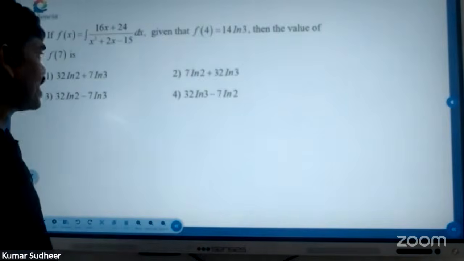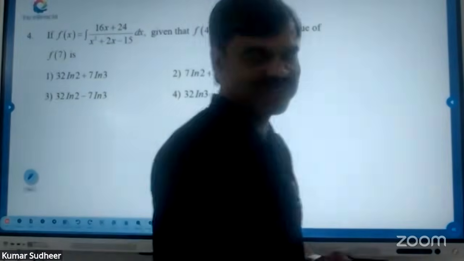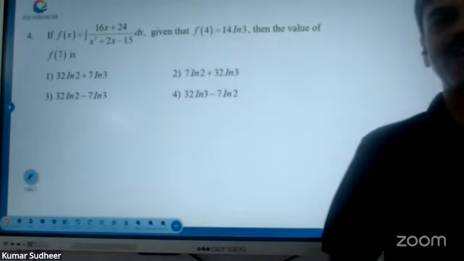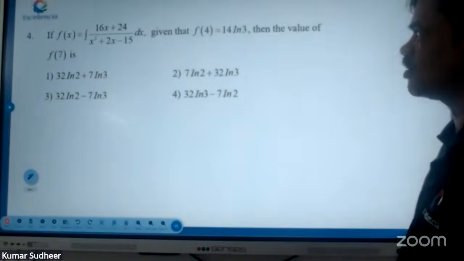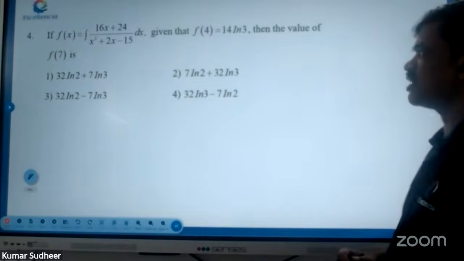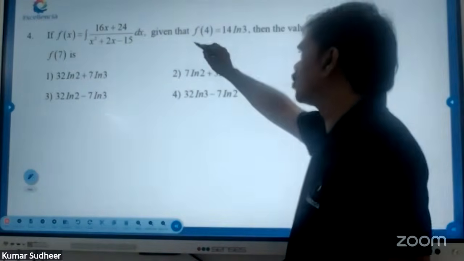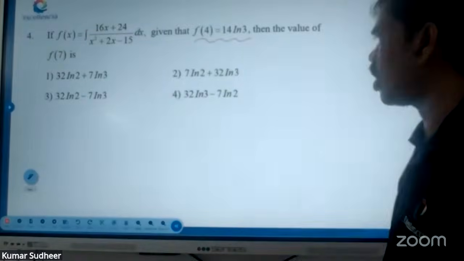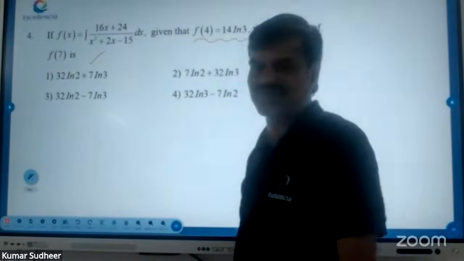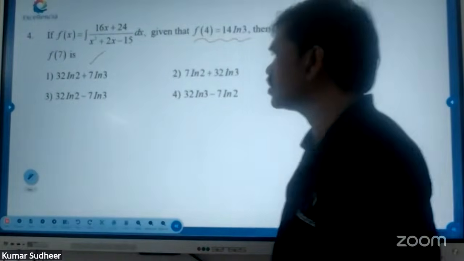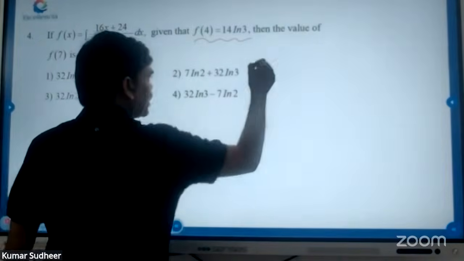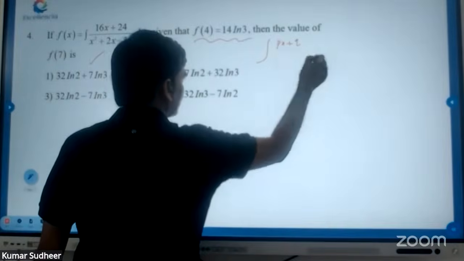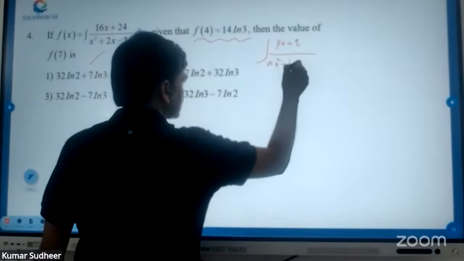Yeah, the next question is from integration, indefinite integration. Second year question. f of x equals the integral of (16x plus 24) divided by (x squared plus 2x minus 15) dx, and f of 4 is equal to 14 log 3. Then what is the value of f of 7 thereafter? We can do this question by two procedures. You know that it is of the form integral of (px plus q) divided by (ax squared plus bx plus c).